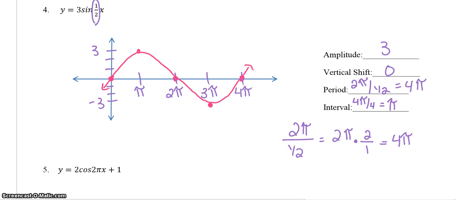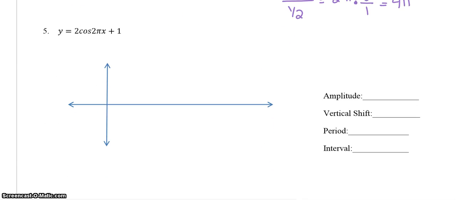Alright, so let's take a look at number 5. For number 5, I'm going to just get you set up with all the information, and then I want you to graph on your own, and we'll go over it in class tomorrow. So if we take a look at this, for the amplitude, we have a 2 in front of the cosine. This one we do have a vertical shift because we've got a number being added on here, so that's going to be 1. For period, we do 2 pi over b. Our b is 2 pi. So 2 pi divided by 2 pi is 1. And then to get our interval, we do 1 divided by 4, which is just 1/4.